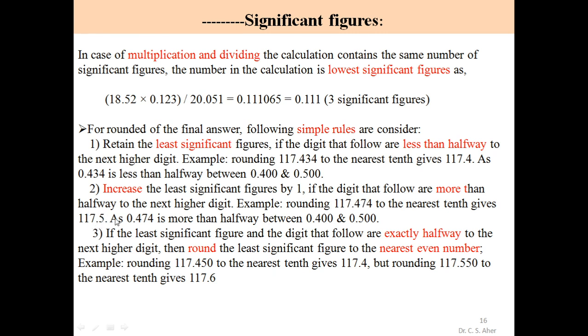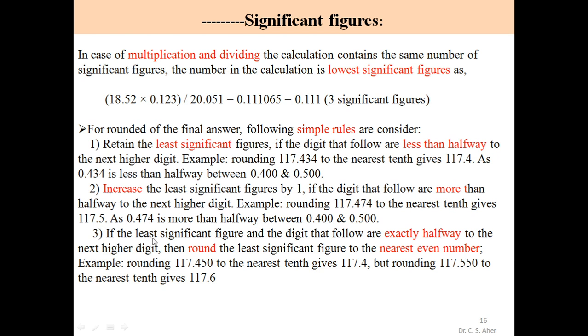So we round this figure to this number. Why is this so? Because this figure is more than halfway, and thus we increase this number. If this figure is less than halfway, we decrease the significant figure. We consider this figure. If it is more than the halfway, we add 1. Suppose these two cases. Third case, what is that?